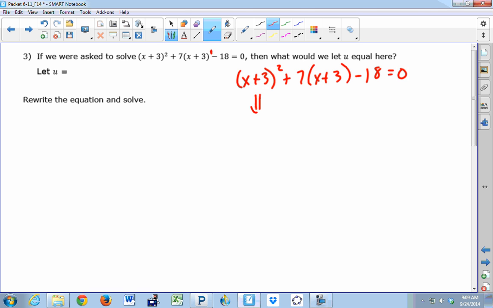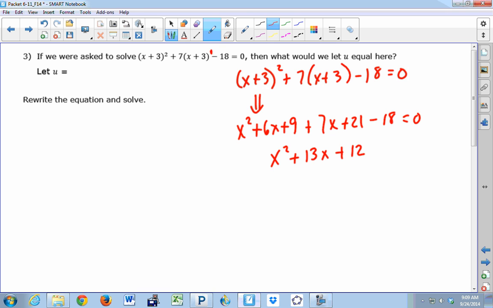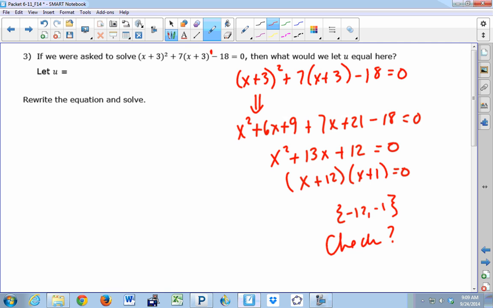So if you do all this, it would look like this. When I square x plus 3, I get that. And then I'm going to distribute my 7 through, and I'd get this. Okay, no big deal. And then I'd combine all my like terms. I'd get this, and make sure I don't make any mistakes. Keep your eye on me now. Is that right so far? Okay. And now, what do you have? Quadratic equation, factors of 12 that add up to 13, no problem. x plus 12, x plus 1 is 0, and you'd have negative 12 and negative 1 for your solution set. Then you'd have to go back and check to make sure they both work.